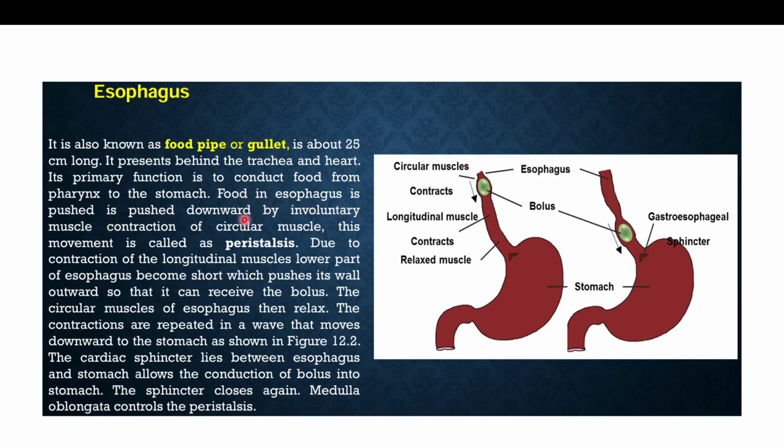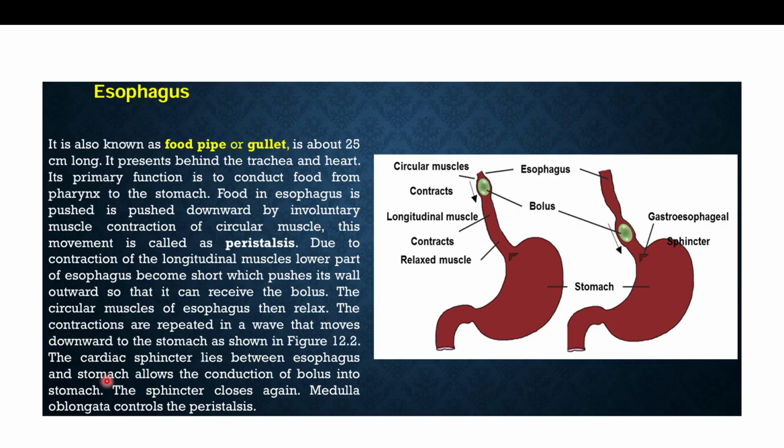Food in the food pipe is pushed downwards by involuntary muscle contraction of circular muscle, and this particular movement is called peristalsis. And due to the contraction of the longitudinal muscles, the lower part of the food pipe becomes short, which eventually pushes its wall outward so that it can receive the bolus. The circular muscles of the esophagus then relax, which means it is contracting. The contractions are repeated in a wave that moves downward to the stomach. Okay, this particular movement here. Eventually, the food bolus is conducted downwards.